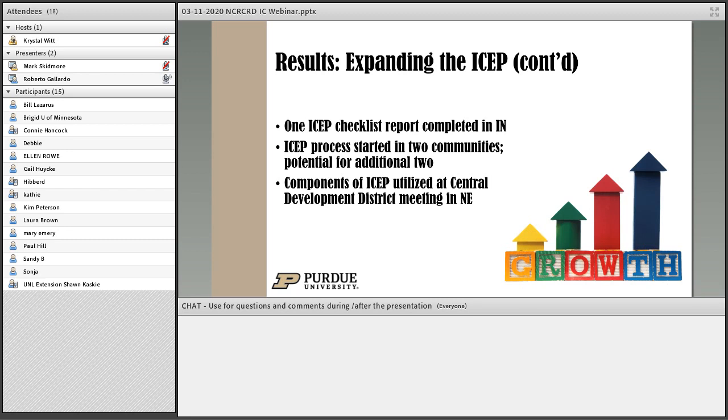And I was told by my Nebraska colleagues that some components of this program, either the awareness side or the checklist or some of the recommendations that were learned throughout the process were utilized at a Central Development District meeting in Nebraska. So again, that's one of the key findings that I'm going to share with you shortly. So these are the results of expanding this Intelligent Community Extension Program in Indiana and Nebraska.